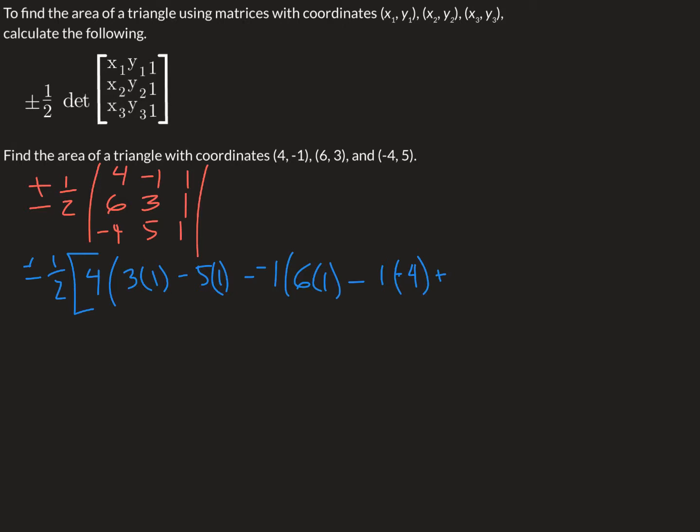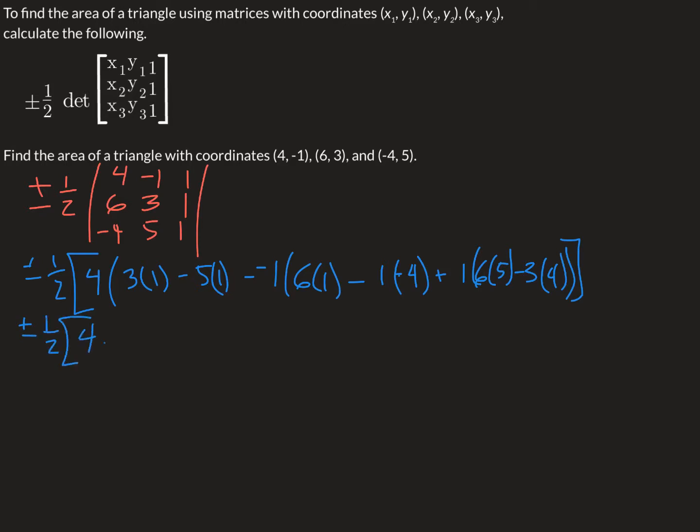plus, and then the last top row number is a 1, and we multiply that by the other 2 by 2 in the bottom left. So 6 times 5 minus 3 times 4. There we are. And then we just do an evaluation of this. So plus or minus 1/2.